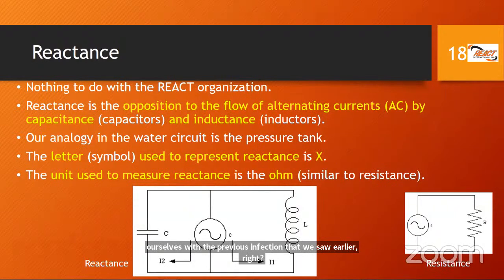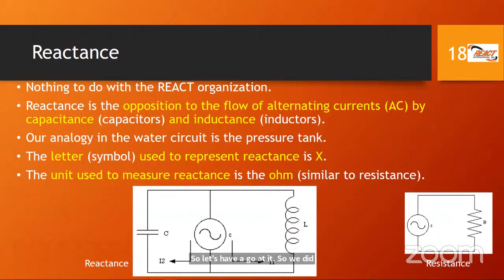So we did say that we'll be talking about the concept of reactance. What is reactance? Just a little quip there, it has nothing to do with the organization REACT. Reactance, similar to resistance, is the opposition to the flow of current. But what type of current? Alternating current, or AC. So if we were to look at the schematic diagram below here, this diagram is attempting to say that in a diagrammatic fashion.